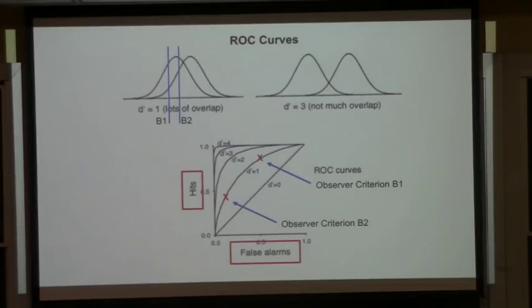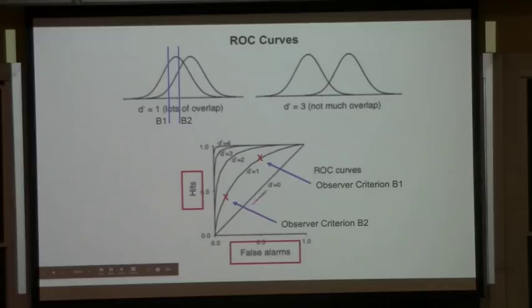Now, ROC curves are drawn using tens or 20s of different betas and calculating for each of them what's the value of hit and what's the value of false alarm. So you have to calculate the area under the stimulus curve and the area under the noise curve to the right of the beta. And that's how you draw ROC curves.